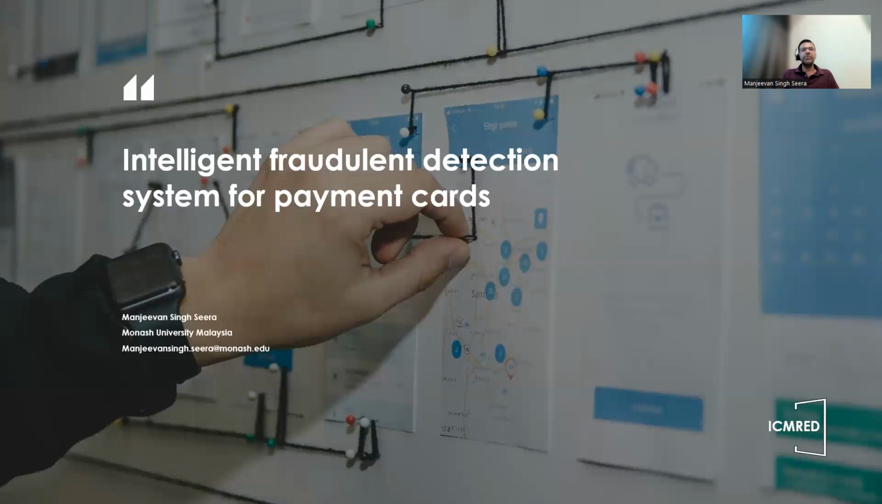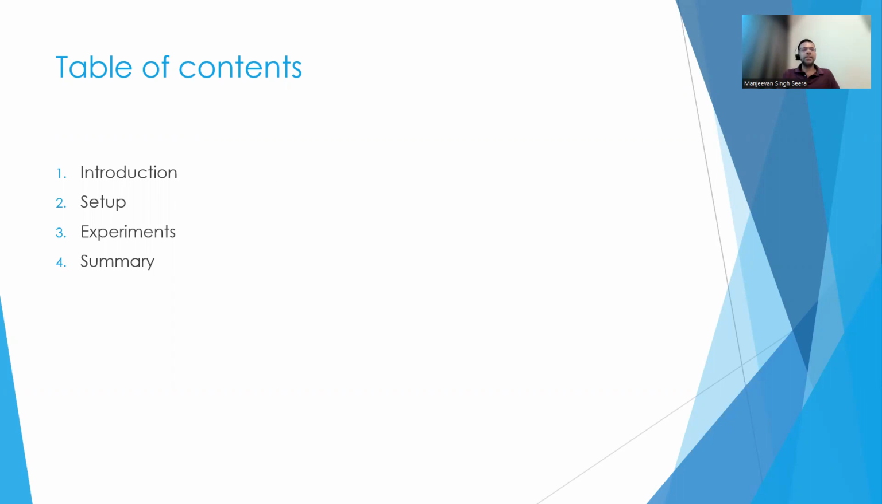The topic is Intelligent Fraudulent Detection System for Payment Cards. I share with you the table of contents that I will be presenting. In the first part, I'll be introducing the topic of the payment cards. In the second part, I'll be looking at the setup of what is going to be done in the experiments. In the third part, it will be on the experimental results that were conducted. And finally, the fourth part is the summary of the entire experimental design and what the future directions are for this particular topic.